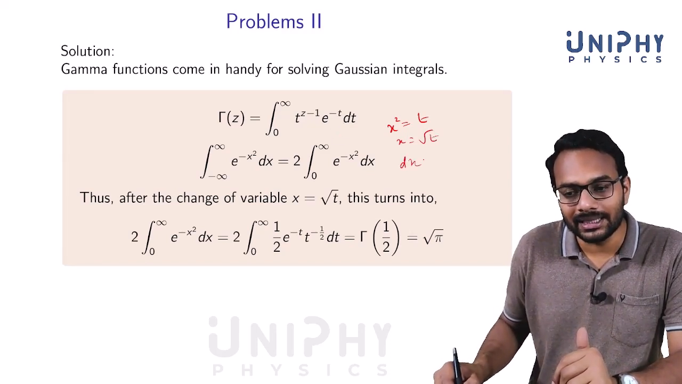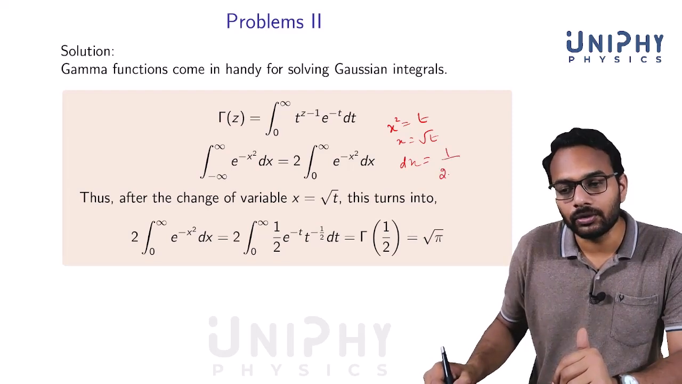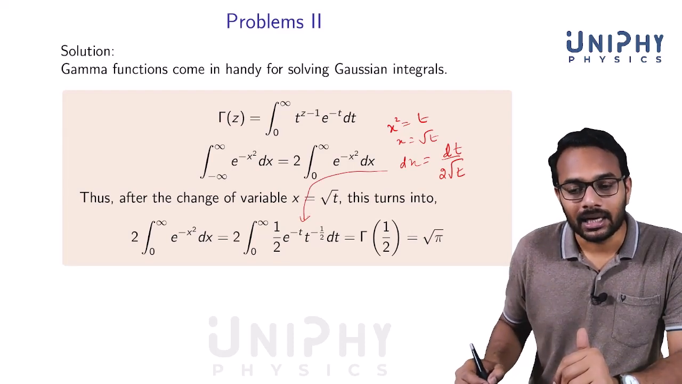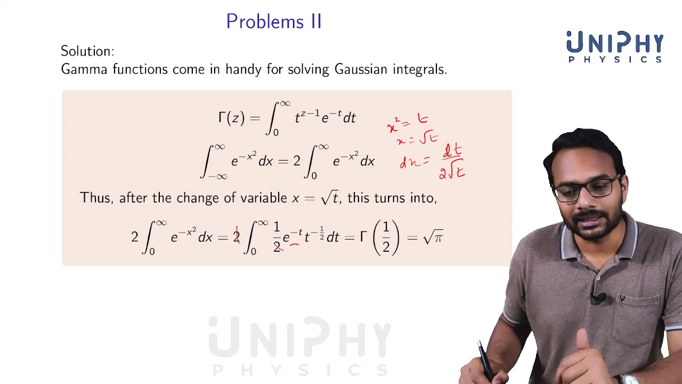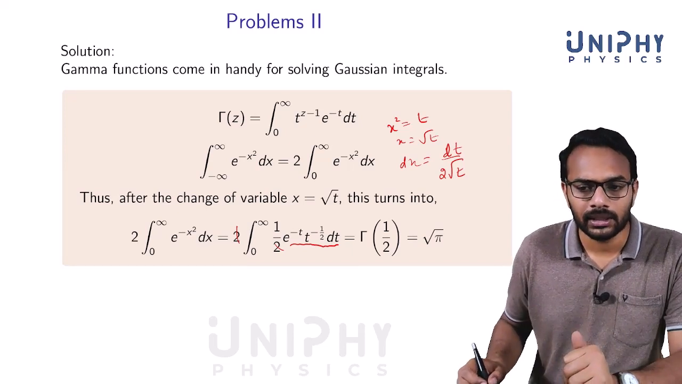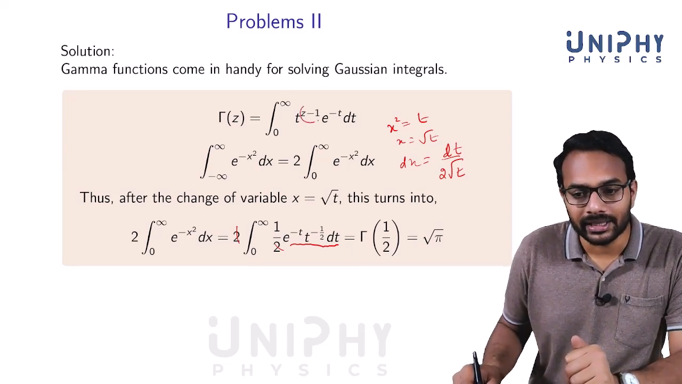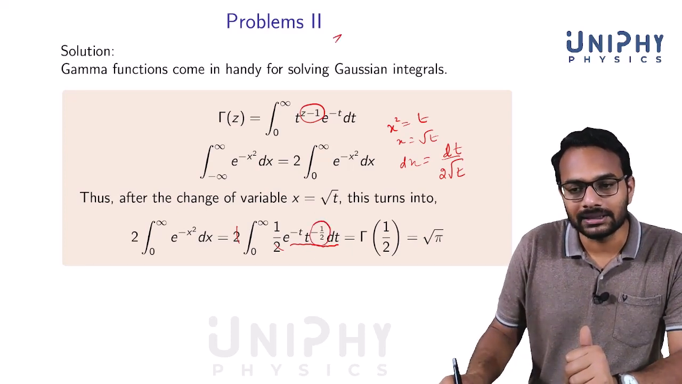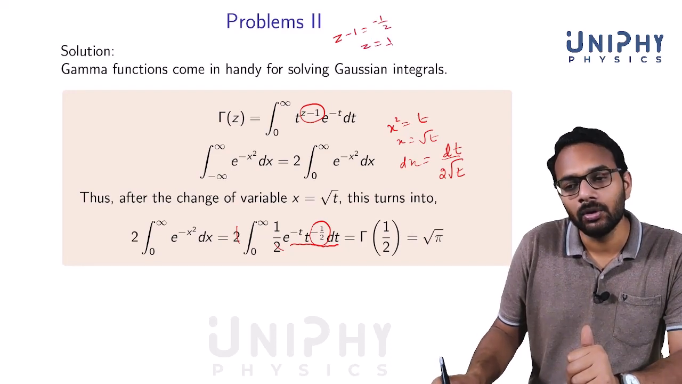This means that dx is equal to 1 by 2 root t multiplied by dt. You make the substitution here, and then you see that it comes to the Gaussian integral form. This 2 and this 2 will get cancelled. It's e raised to minus t, t raised to minus half dt. So we have t raised to z minus 1. Here we have t raised to minus 1 by 2. So we compare, we say that z minus 1 is equal to minus 1 by 2, so z is equal to 1 by 2.